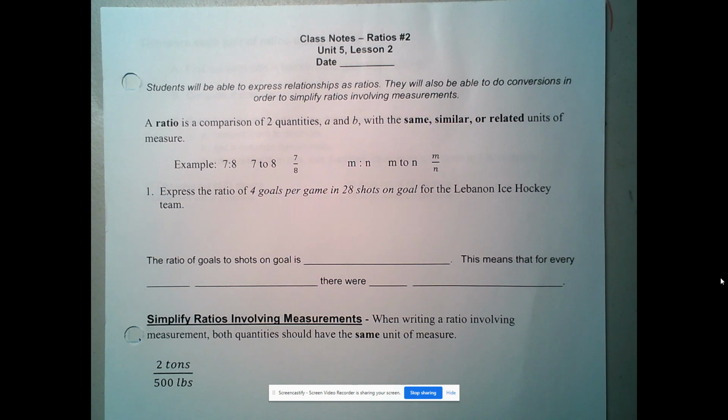All right, here we go. Day 2 of Unit 5. We're still talking about ratios. We're going to talk about how to express relationships as ratios and conversions of measurements. So this is sort of like a round 2. A ratio is a comparison of two quantities, A and B, with the same, similar, or related units.